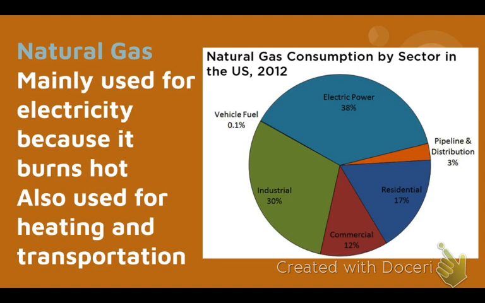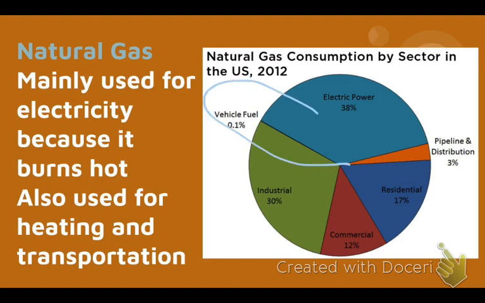Natural gas. This is our second fossil fuel. Natural gas is mainly used for electricity, and that's because it burns very, very hot. When you look at this pie chart, it shows you what all we use the natural gas for. Now, a lot of people think, oh, we'll save all the fossil fuels if we can simply carpool and drive less. And yes, that will help.